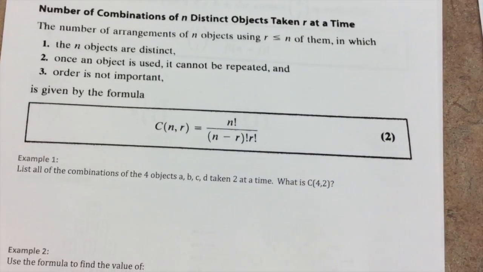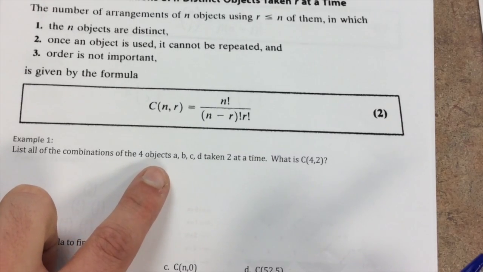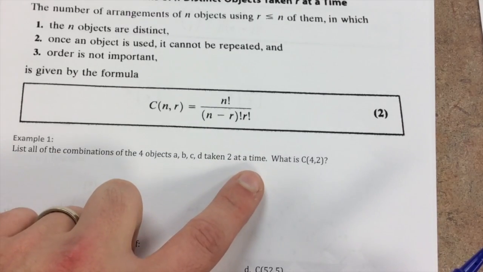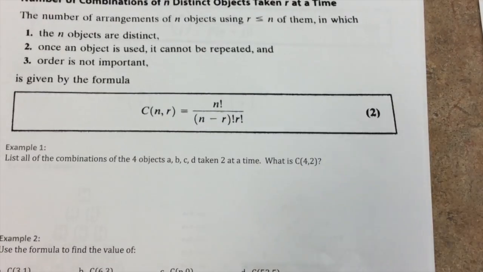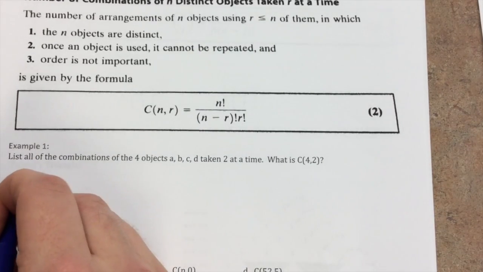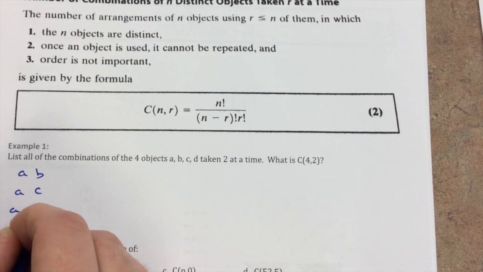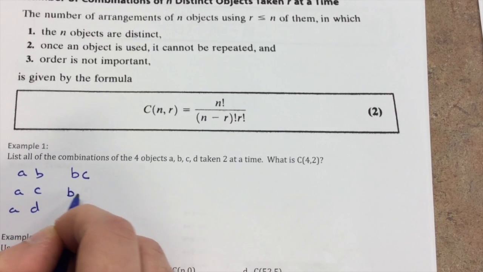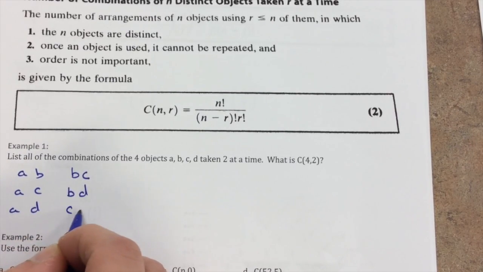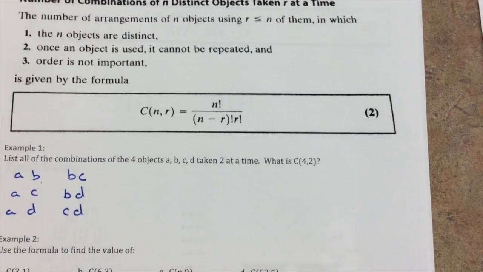So there's a second thing. List out all of the combinations of the 4 objects A, B, C, D taken 2 at a time. And then we're going to do what is 4 choose 2. So does order matter here? If we have A and B, it's the same thing as B and A. So we have AB, we have AC, we have AD, then we have BC, BD, and we have CD. AB, AC, AD. We have 6 different ways.